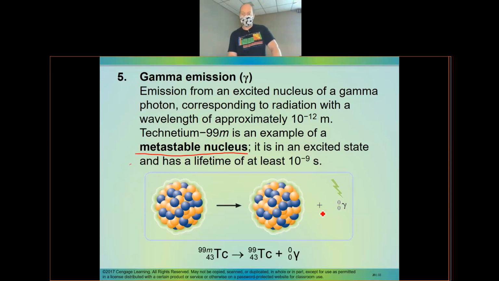And it does that by emitting a gamma particle. All right, and so that is simply a 0, 0. So you have 99 43, you end up with 99 43. So they put a little m here to indicate that, yes, something is happening. What's happening is your technetium is at an excited state, a high energy state. It is releasing energy and coming down to a lower energy state.